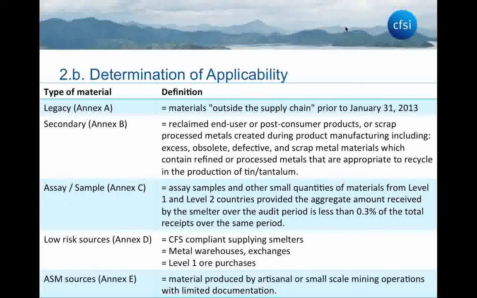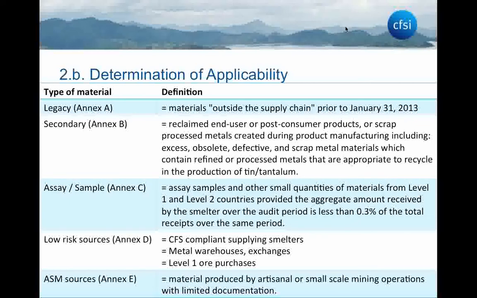Another category where no documentation of origin needs to be provided are assays and samples. These are very small quantities of materials from level 1 or level 2 countries, provided that the aggregate amount received by the smelter over the audit period is less than 0.3% of the total receipts. So again, this concerns only very small quantities that are used for sampling or assaying.